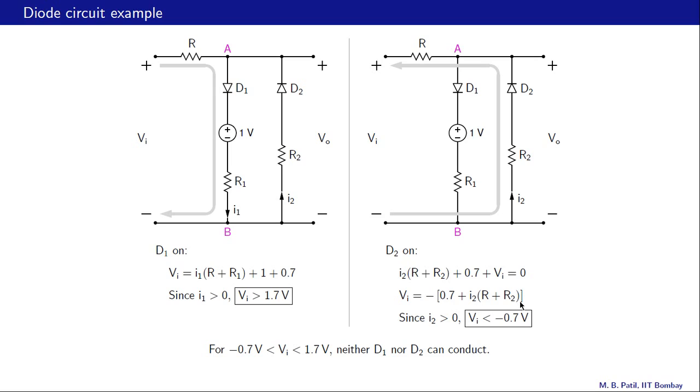larger than 0.7 volts. So what it means is Vi must be less than minus 0.7 volts for D2 to conduct. So we have Vi greater than 1.7 volts when D1 conducts, and Vi less than minus 0.7 volts when D2 conducts. And in between these two limits, that is for minus 0.7 volts less than Vi less than 1.7 volts, neither D1 nor D2 can conduct.